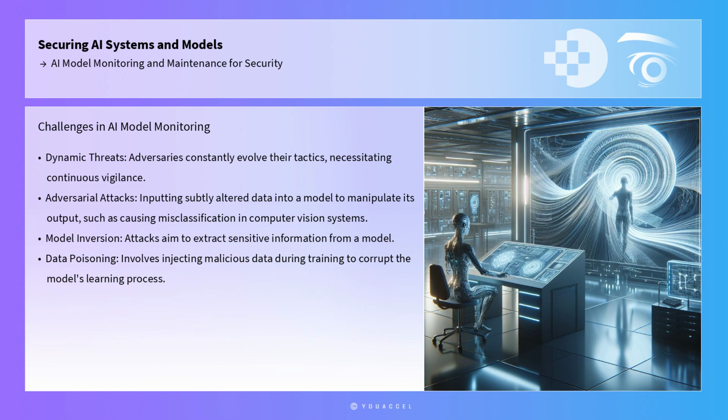Adversarial attacks involve inputting subtly altered data into a model to manipulate its output. For instance, an adversarial image might appear benign to a human but cause a computer vision system to misclassify it, potentially leading to security breaches. Model inversion attacks aim to extract sensitive information from a model, while data poisoning involves injecting malicious data during training to corrupt the model's learning process.